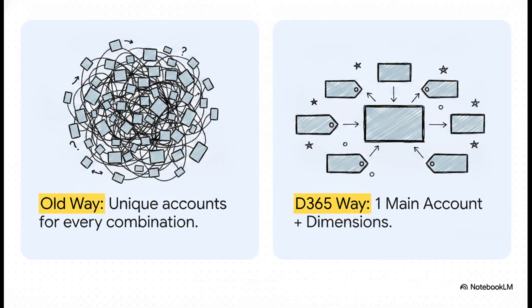Why build an unmanageable web of separate general ledger accounts when you can just use dynamic tags? The old way literally forced you to create a unique main account for every single possible combination. You'd have one account for marketing expense US, a totally separate one for marketing expense Ireland, and it just multiplied exponentially. The D365 way completely flips the script. You have one single main account and you pair it with financial dimensions.